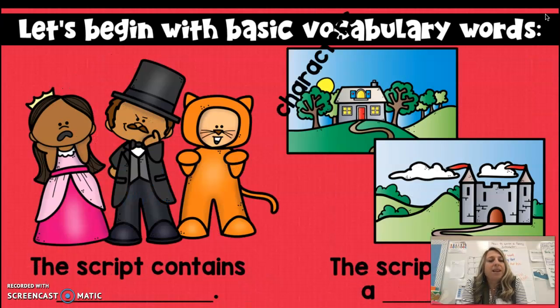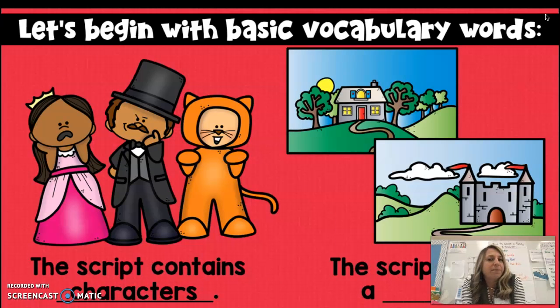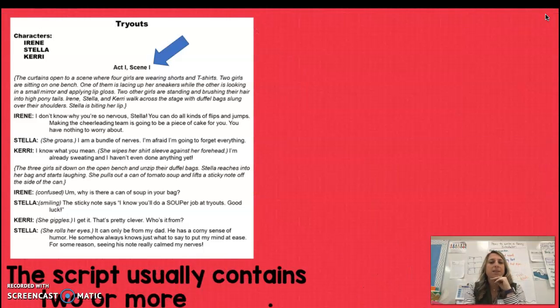The script contains characters. That's important. There's always going to be characters. And it contains a setting. And usually the setting is going to be in the beginning. It's going to kind of tell us where it's taking place at. It's going to be very important that you read the stage directions, and we're going to get there in just a minute, because that tells me where the setting is, if the setting's changing, anything like that. You need to read those so you know where the story's taking place.